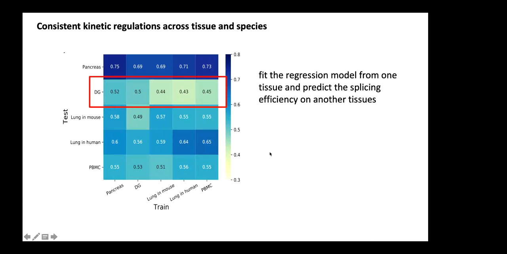Finally, we wonder what is the extent of the regulation of kinetic rates shared across tissues and species. So we fit the regulation model from one tissue and predict the splicing efficiency on another tissue. We found that if a tissue cannot be predicted by itself, such as the dentate gyrus, it also cannot be improved by a model fit from other tissues.